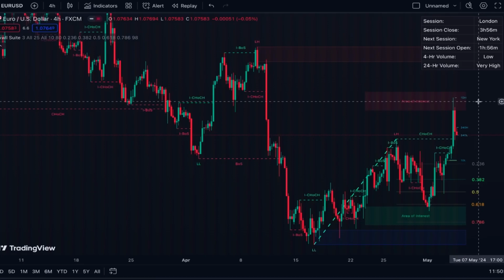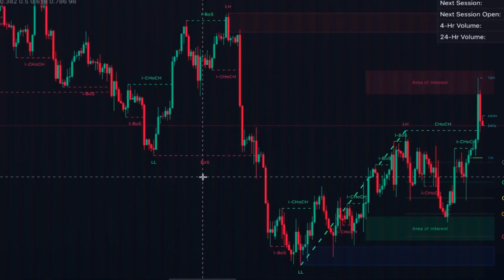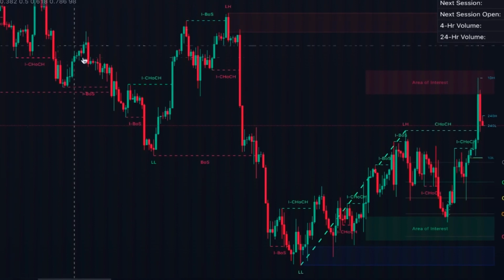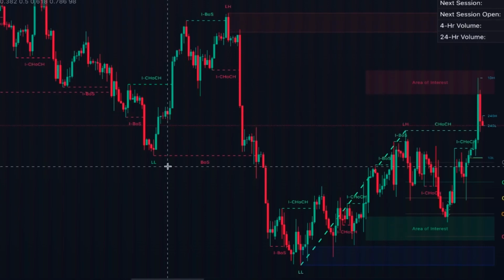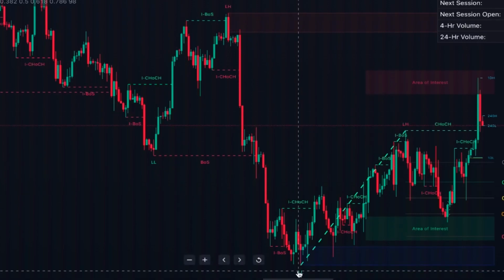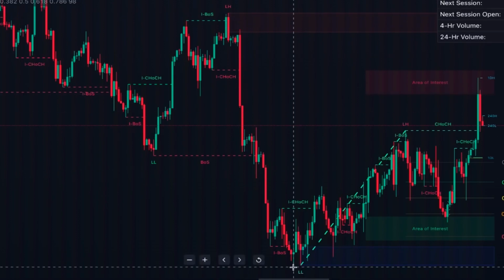For long-term structure, the indicator also shows lower highs and lower lows for downtrends, or higher highs and higher lows for uptrends. For example, here being in this downtrend, you can see we have labels of LH for lower highs and labels of LL for lower lows. These labels can help you to easily identify the current trend of the market. When we have lower highs and lower lows, the market is in a downtrend, and when we have higher highs and higher lows, the market is in an uptrend.